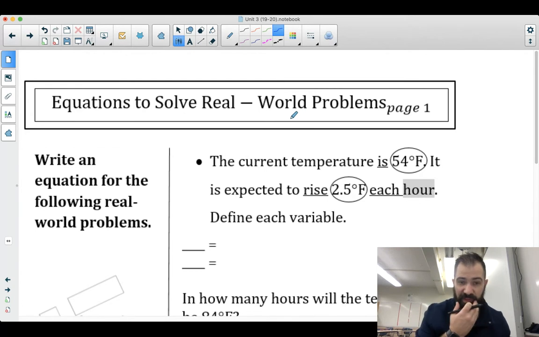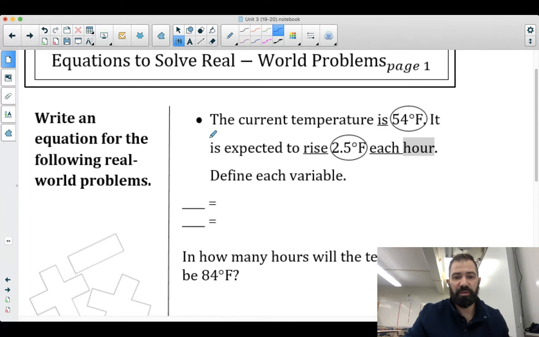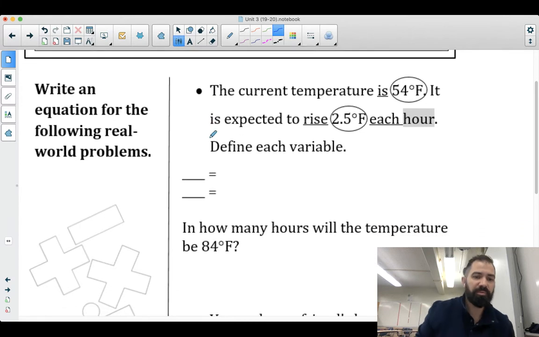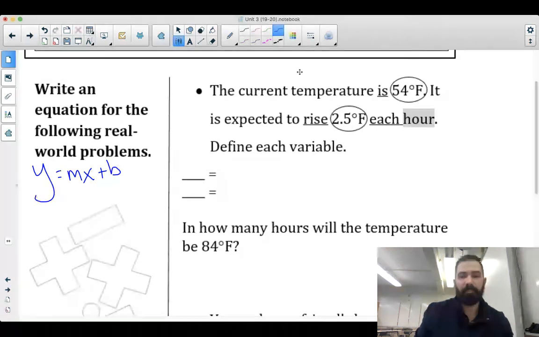3 pages of notes today, so 3 videos. Make sure you check all 3 out. Equations to solve with real-world problems. Write an equation for the following real-world problems. Remember, we're using y equals mx plus b, where m is the slope, b is the y-intercept. And we're trying to pick out specific terms, phrases, variables from our words and our sentences and translate that into an equation. So let's get going here.